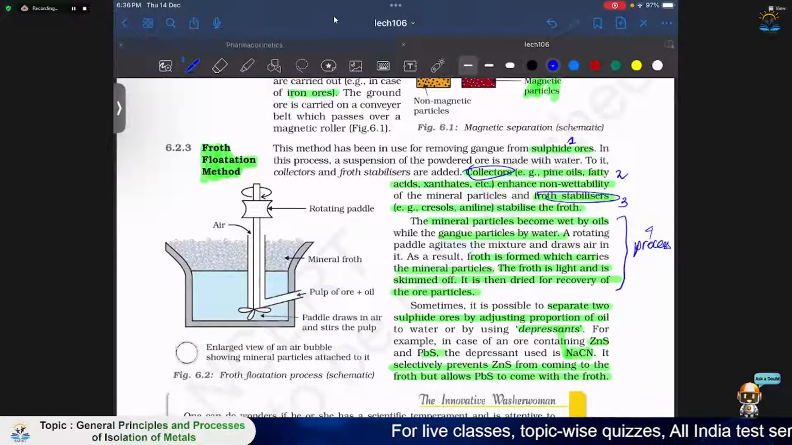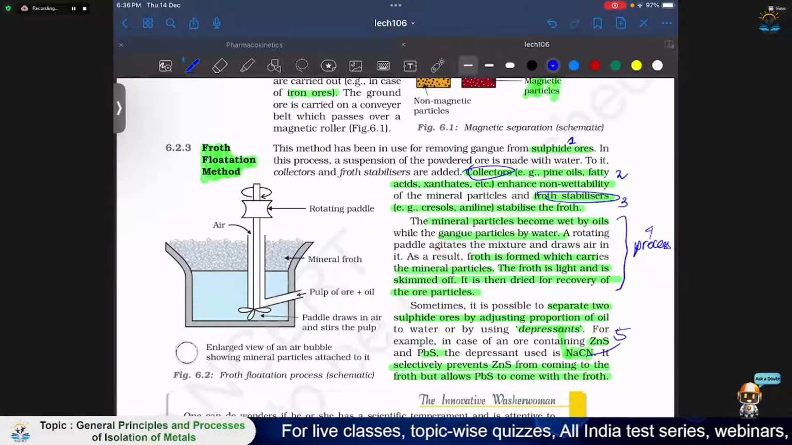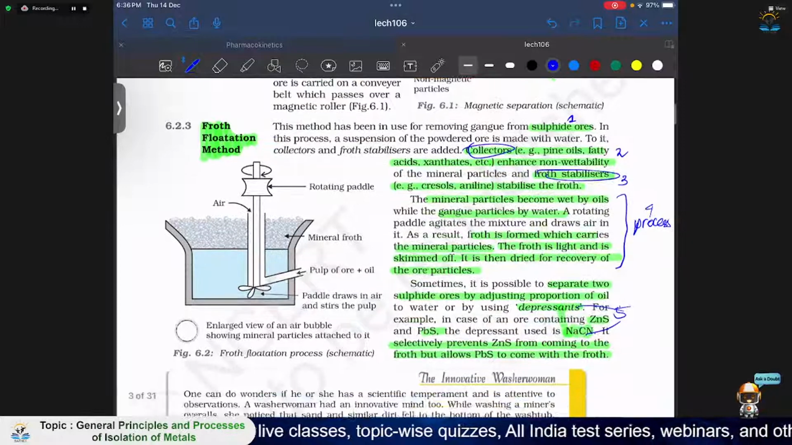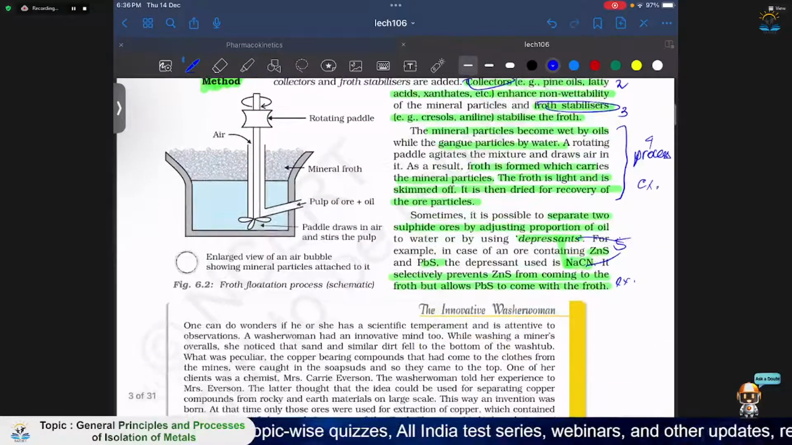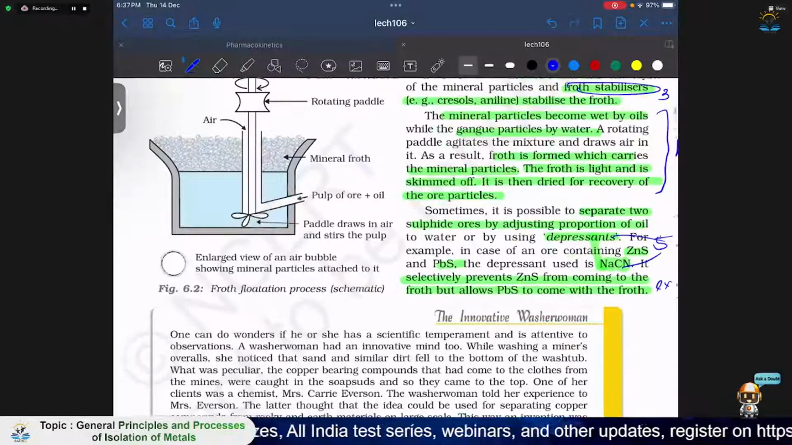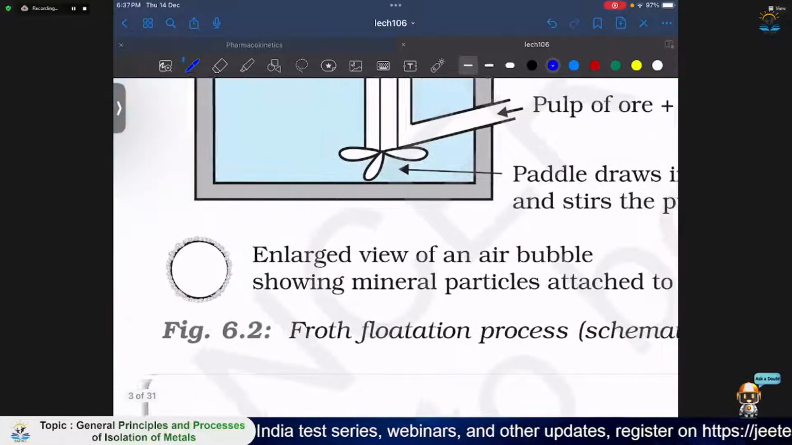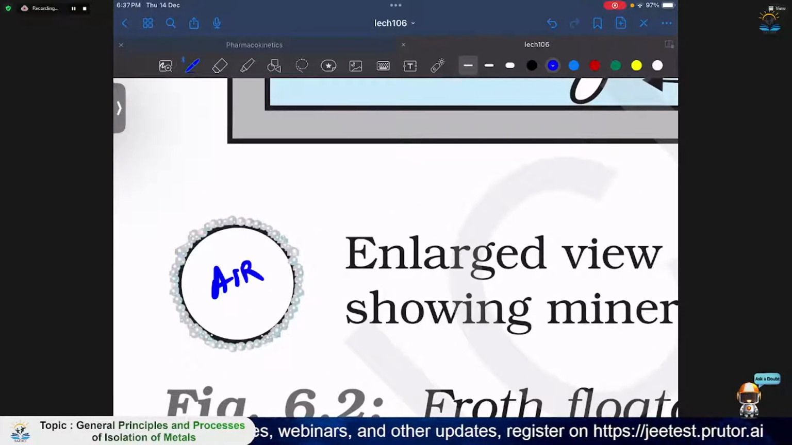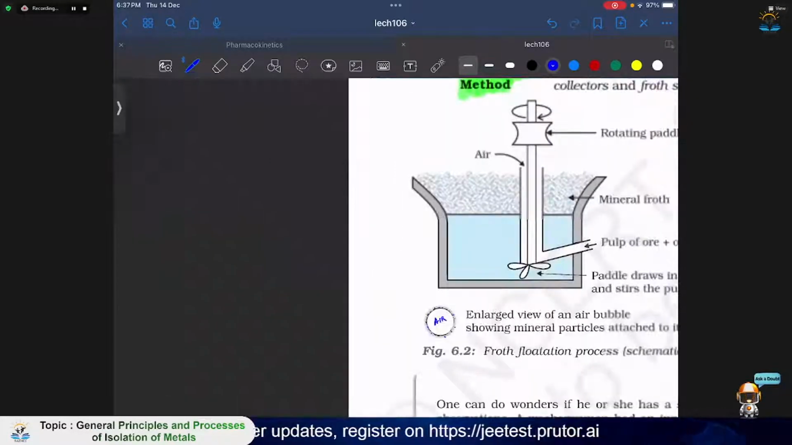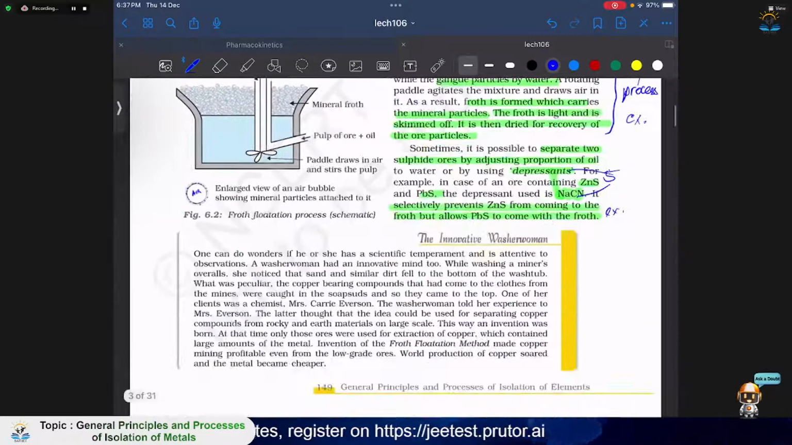Then we saw what depressants are. NaCN is a depressant, for example. So this was your froth flotation method. They have shown an enlarged view of an air bubble showing mineral particles attached to it. See, this is an air bubble, and these are the mineral particles which you can see.